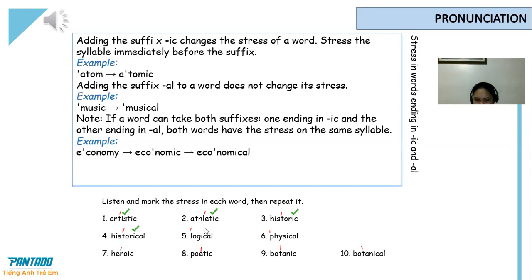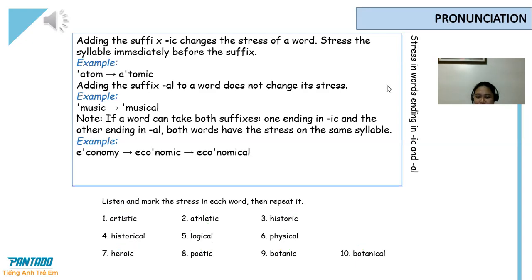Hold on. Let's leave it here. We have physical. Good job. Number 7, heroic. Number 8, poetic. Number 9, botanic. And number 10, botanical. Very good. So we also have this same stress here.